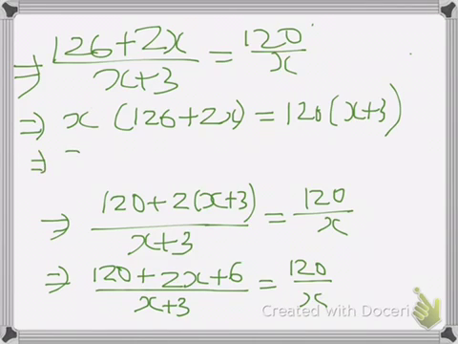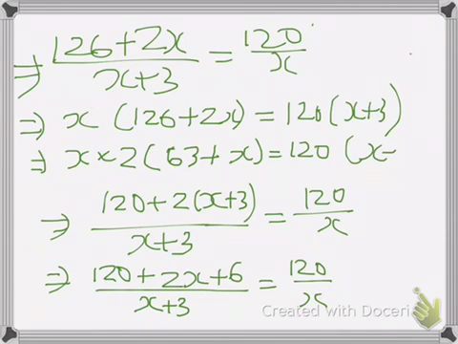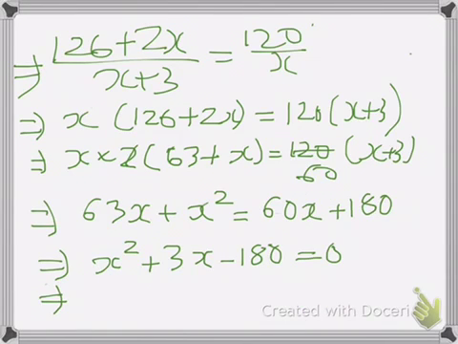If I take 2 common over here, it's x squared plus 3x is equal to 180, and lastly we get this equation. This is a quadratic form of equation.